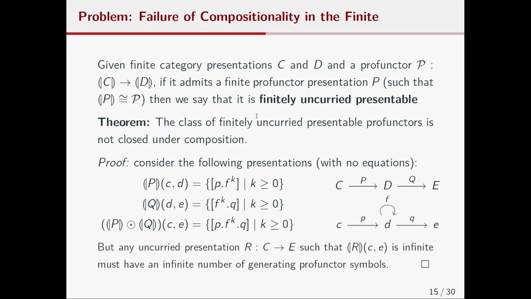out that this is presenting a profunctor with an infinite number of elements. These are all distinct. The same happens with Q. I'm going to go through this quickly. And when you look at the composite of these profunctors, it also gives you an infinite number of elements. Now, this profunctor has as domain a category with no generating arrows, and this one either. So it's not possible to present that with a finite number of symbols.